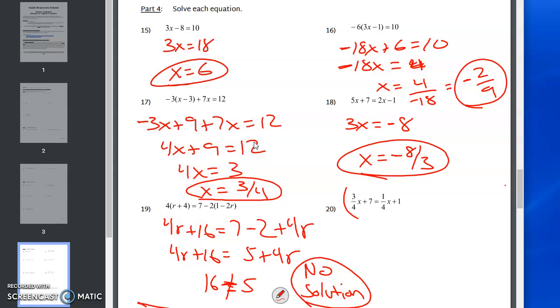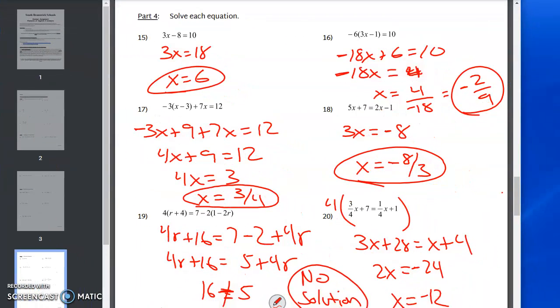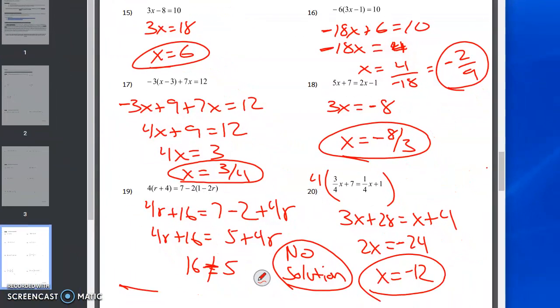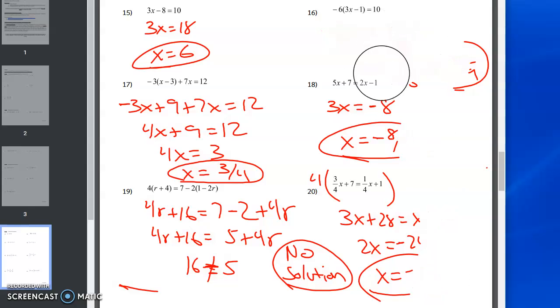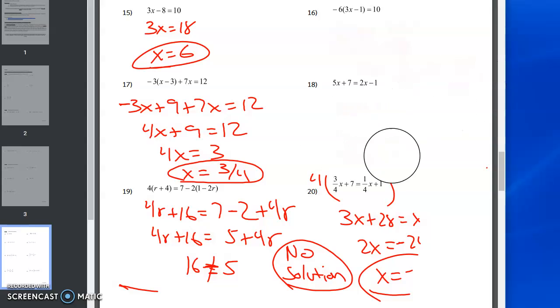And here I'm going to get rid of the fractions. I'm going to multiply everything by 4. 3x plus 28 equals x plus 4. Subtract x, I get 2x. Subtract 28, I get negative 24. And my answer here is negative 12. And that's solving for the solution, or solving for each one of their x's. As we move on.